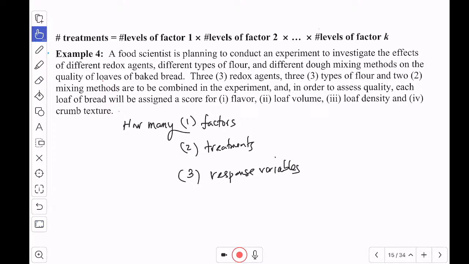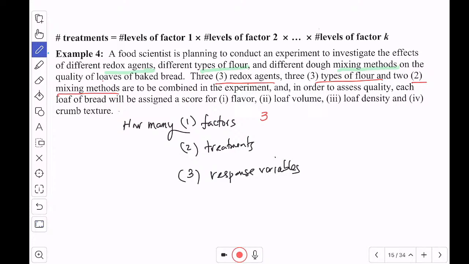Okay, so very good. So factors are going to be these mentioned. Redox agents, that's 1. Types of flour, 2. And mixing methods, 3. So those are the factors. And each of them has a different number. There are 3 redox agents, 3 types of flour, and 2 mixing methods. So there's 3 factors. There are how many treatments?